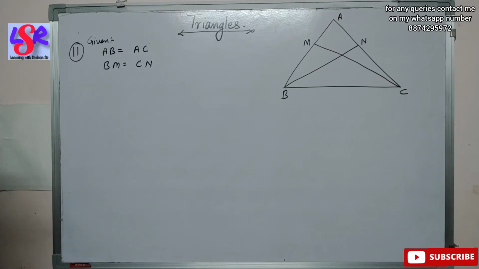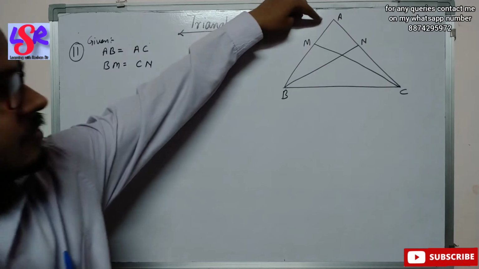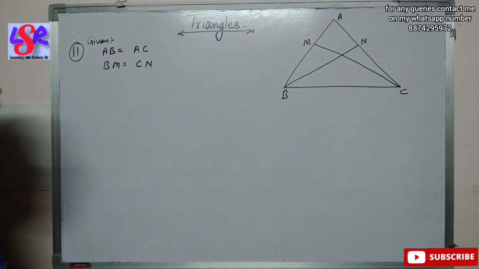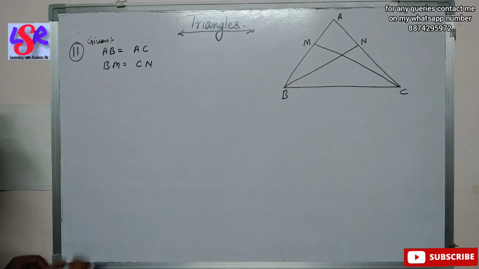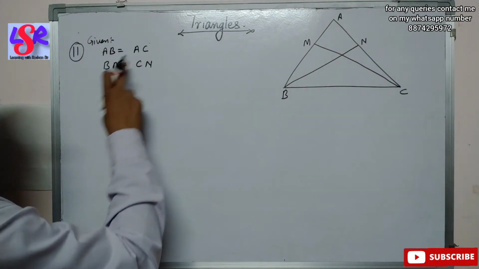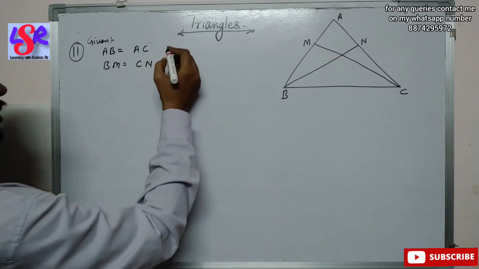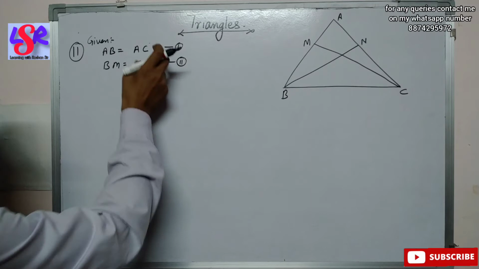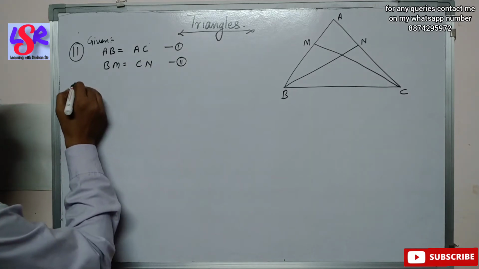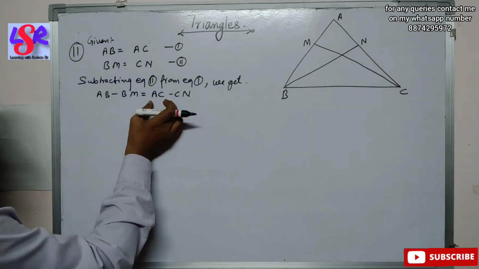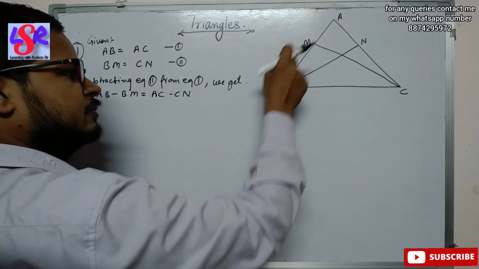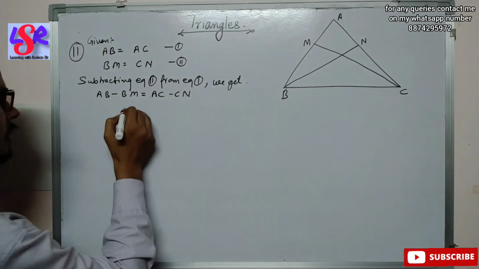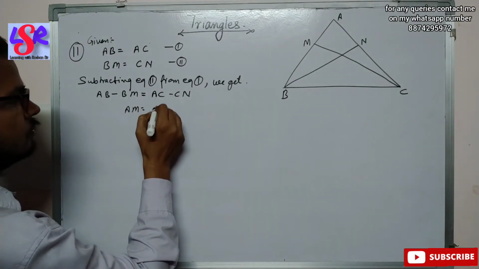Now let's move to question number 11. Here in this question we have this figure ABC in which AB equals AC. We have to prove that AM equals AN. Here we have AB equals AC and BM equals CN as given. Let this one be equation number 1 and this one be equation number 2. On subtracting equation number 2 from equation number 1, we get AB minus BM equals AC minus CN. Now AB minus BM is AM and AC minus CN is AN. Therefore we get AM equals AN.